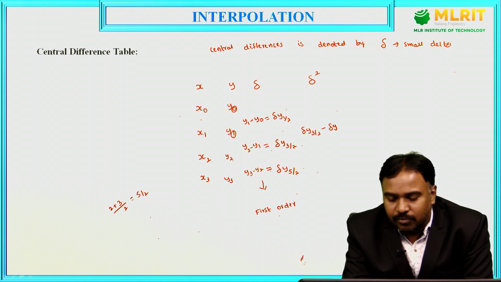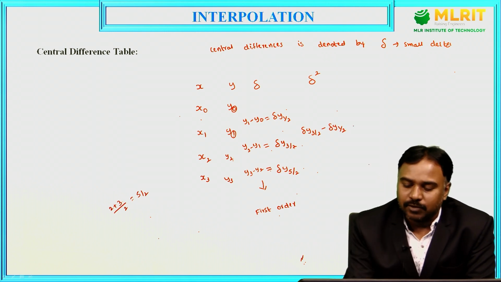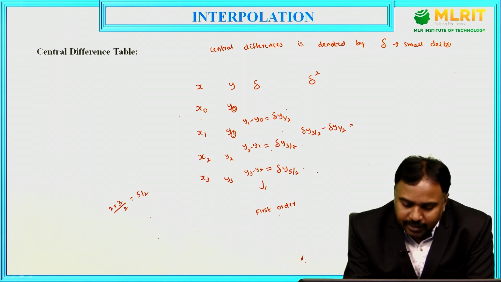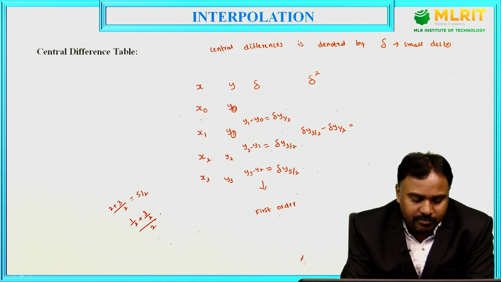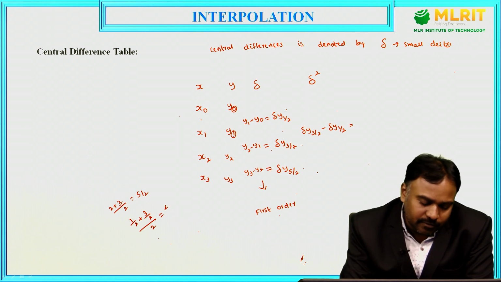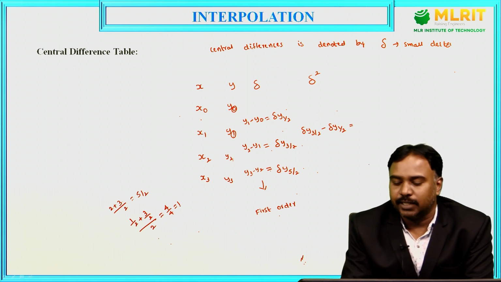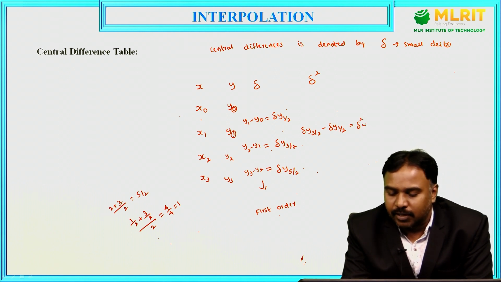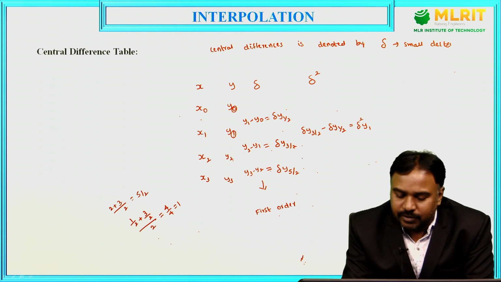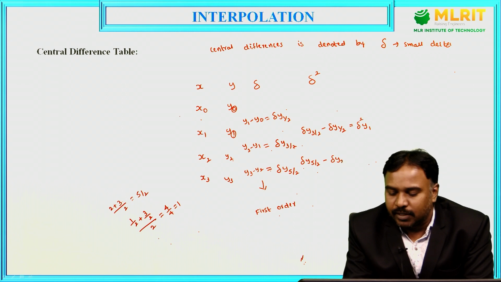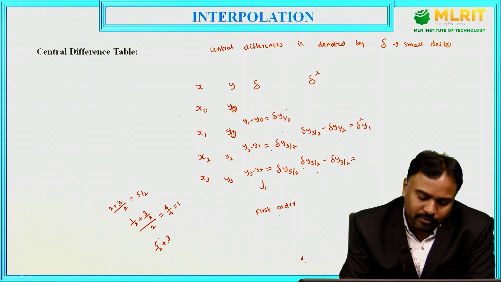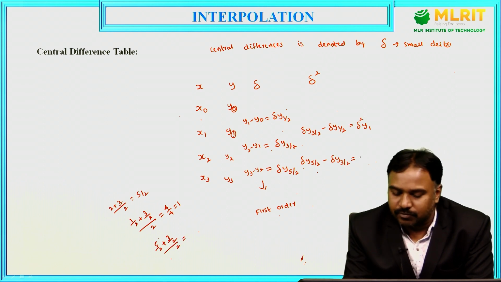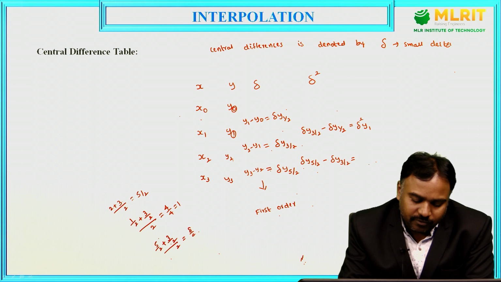Similarly, for the second order differences, the difference of these two is small delta y 3 by 2 minus small delta y 1 by 2. Taking the average of these two, 1 by 2 plus 3 by 2 divided by 2, we get 4 by 4, which cancels to 1. So this is called small delta square y1. Then the difference of small delta y 5 by 2 minus small delta y 3 by 2: if you take the average, 5 by 2 plus 3 by 2 by 2, we get 8 by 4, which is 2.